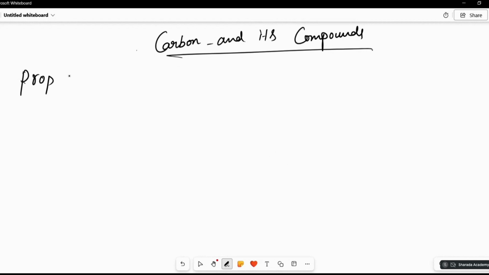Properties of covalent bond. Covalent bond. Covalent compounds.